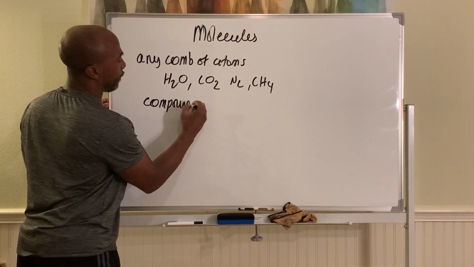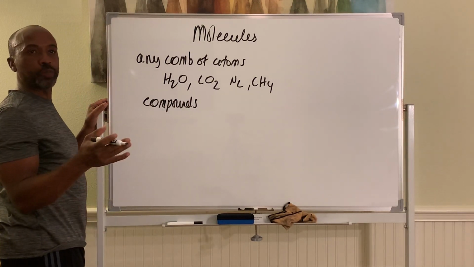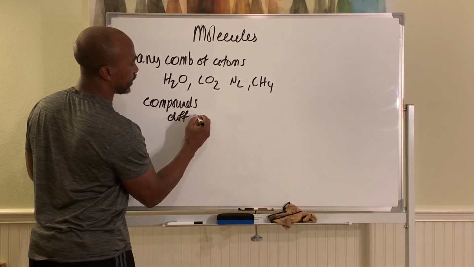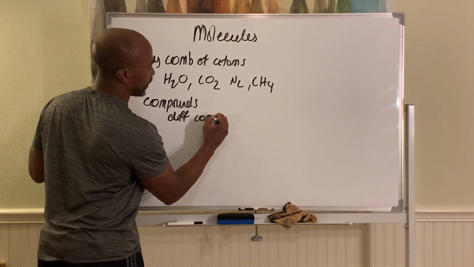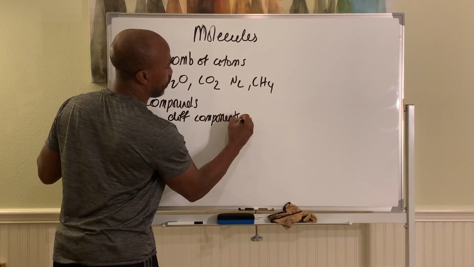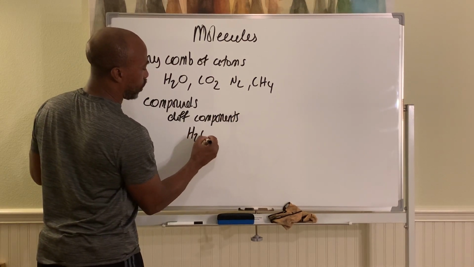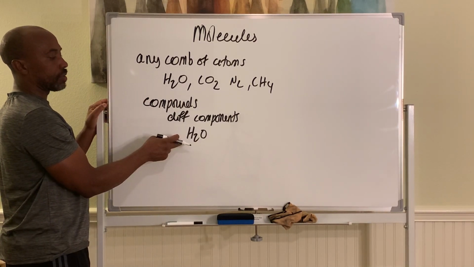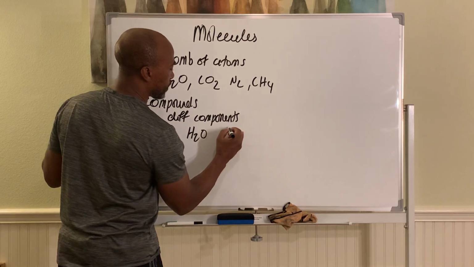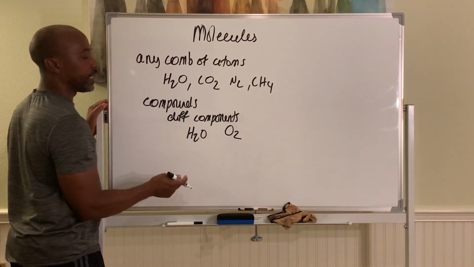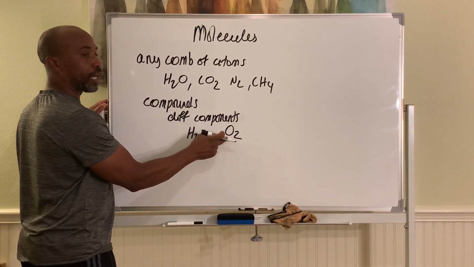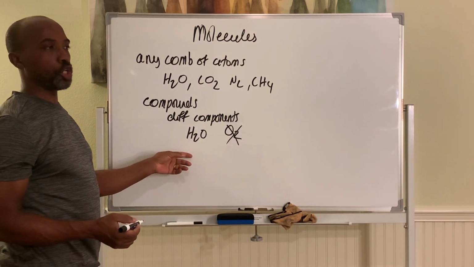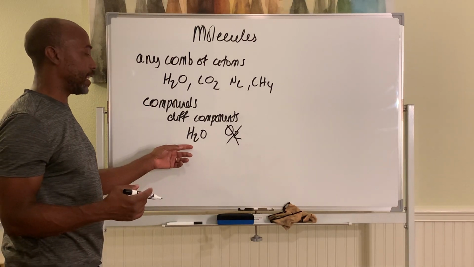Compounds are molecules with different components. So it must have different components to it. For example, H2O is a molecule that's also a compound. However, something like oxygen, O2, is a molecule, but it's not a compound, all right? So a compound must have different atoms in the molecule.